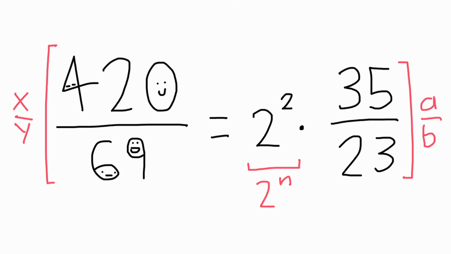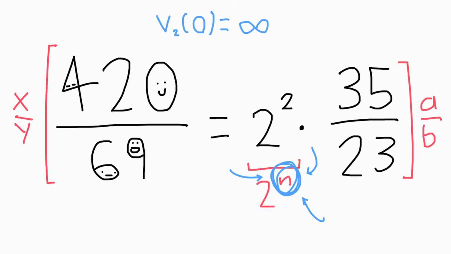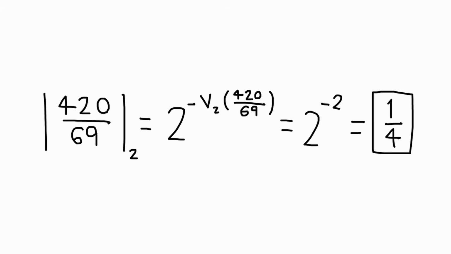Notice, or blindly believe me when I say, that all rational numbers can be written in the form of 2 to the n times a over b, where a and b are odd integers. The p-adic valuation of a rational number is defined as that value n, except for 0, where we just define its p-adic valuation as infinity. Then, the p-adic absolute value of a rational number is 2 to the power of negative v of x, where v of x denotes the p-adic valuation of x.